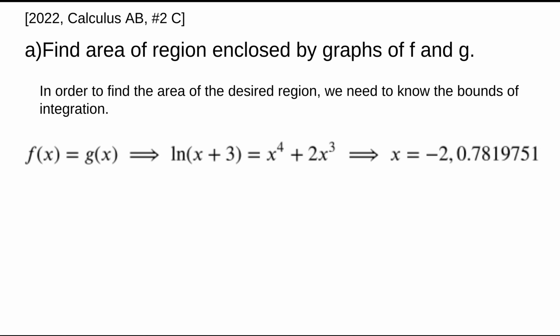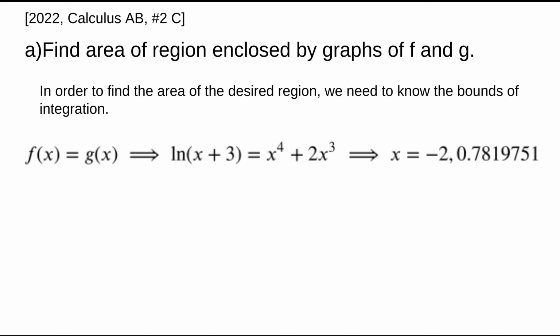So we need to know when natural log of x plus 3 is going to equal x to the 4th plus 2x cubed. And this implies that x is either -2 or 0.7819751. And because our graphing calculator is using the graph to find the point of intersection here, when the graphing calculator does something from the graph, it's typically less precise. So rather than round this value to 3 decimal places, we're only going to round once we get to a final answer for this area.